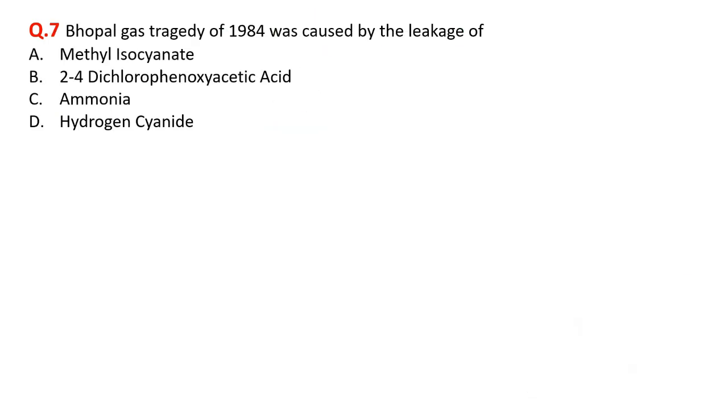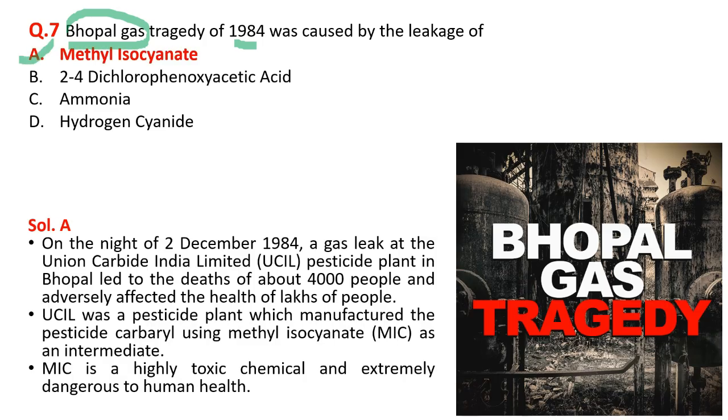Next question. Bhopal gas tragedy of 1984 was caused by the leakage of which particular gas? So methyl isocyanate, or dichlorophenoxyacetic acid, ammonia or hydrogen cyanide. So you should know which particular gas leakage caused the Bhopal gas tragedy. So it is option A, that is methyl isocyanate. Okay, so on the night of 2nd December 1984, a gas leak at Union Carbide India Limited pesticide plant in Bhopal led to the deaths of about 4,000 people and adversely affected the health of lakhs of people.